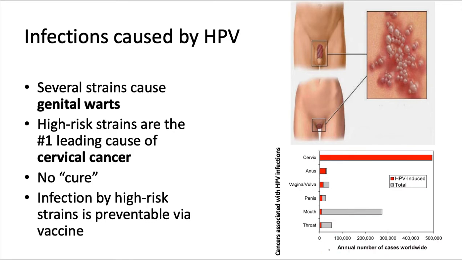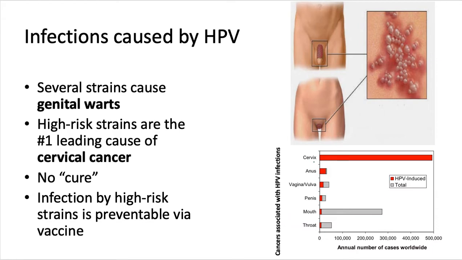So if you look at this graph right here, on the x-axis, we have the number of cases worldwide. So you can see that cervical cancer far outnumbers even mouth and throat cancer and cancer of the anus, vagina, or penis. And the other notable trend is that only a small proportion of mouth and throat cancers are caused by HPV, as you can see with this red bar compared to the gray bar. Most mouth and throat cancers would likely be caused by tobacco.